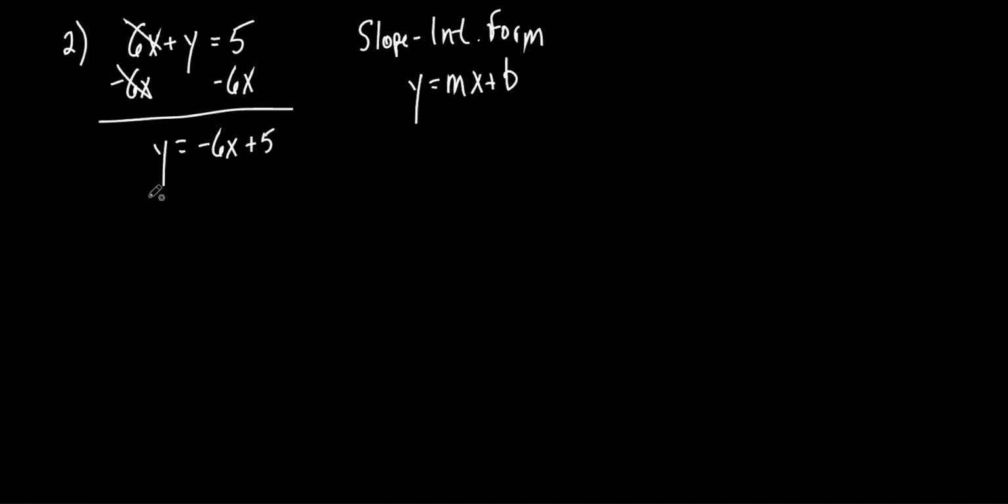There's going to be some where you have to, but not on this one. All you have to do is put it into slope-intercept form, okay? And that's it, right there. We're done. Number 2 is finished. That's all you have to do with number 2. All you have to do is just solve for y. Just put it in the slope-intercept form.